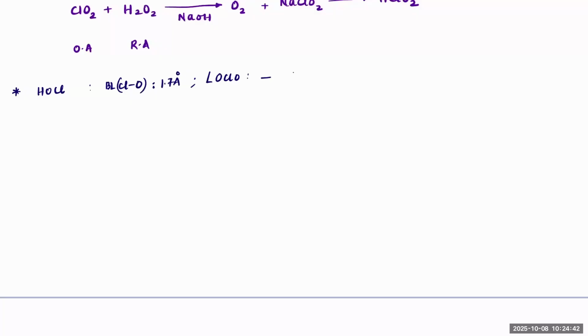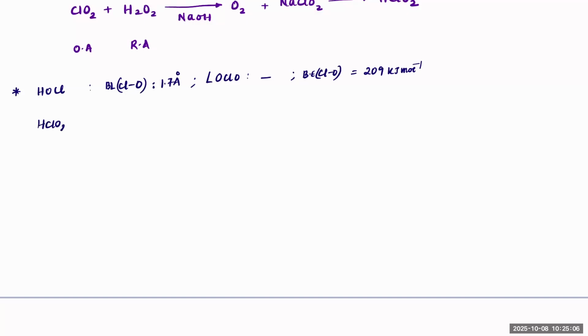And you know that, bond energy wise, because the bond length is larger, the ClO bond energy would be around 209 kilojoules per mole. Just to give you a perspective, it's not like you have to mug this up. So just understand how the bonds are.